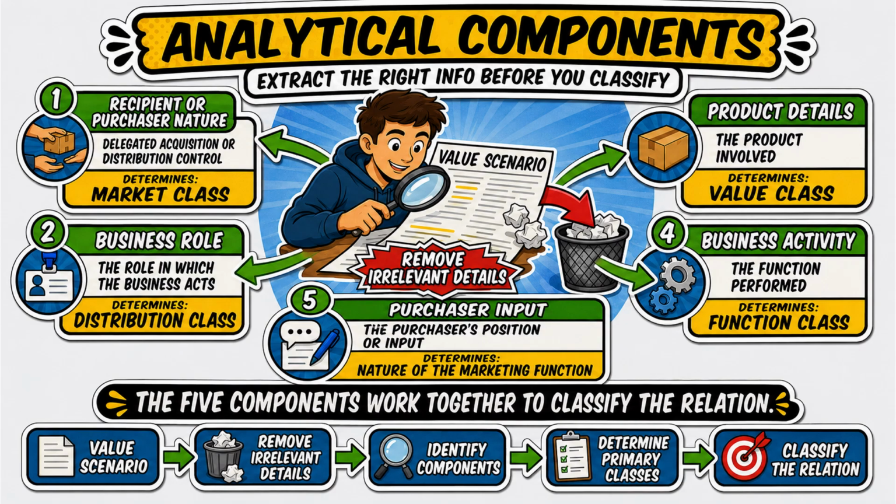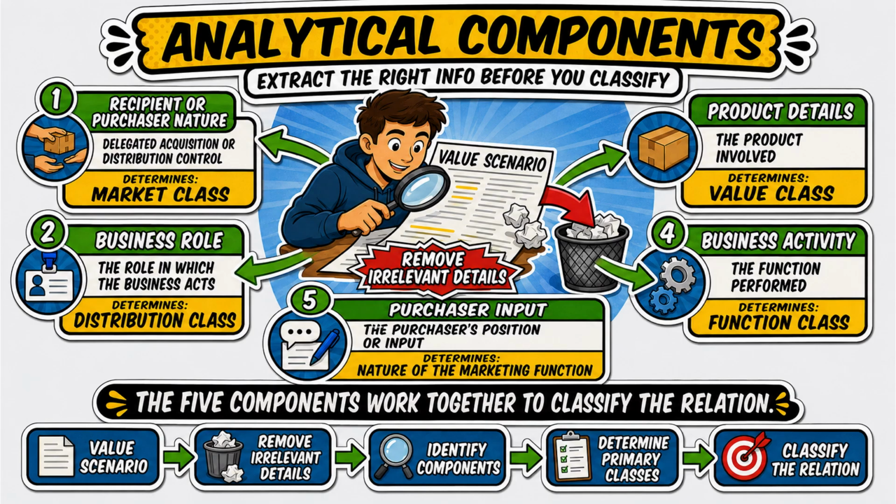First, identify the recipient or purchaser nature. Look for info showing whether the purchaser delegates control over the acquisition or distribution to another party. This determines the market class. Second, identify the business role. Ask in which role the business acts within this particular scenario. This determines the distribution class.